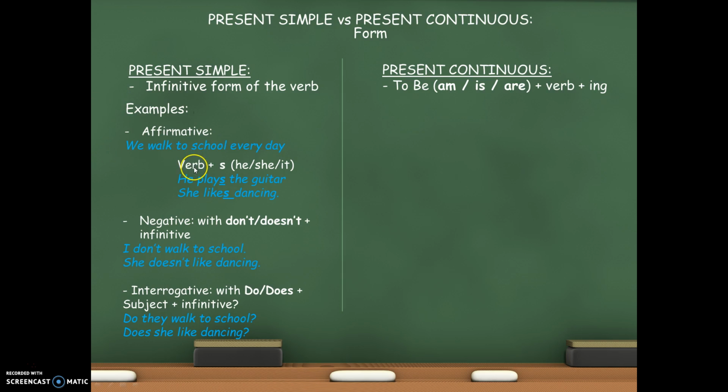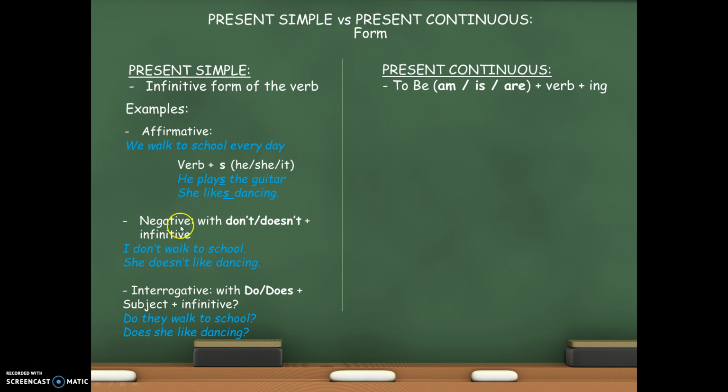With the present simple, we need to pay extra attention to the third person singular, he, she, and it, because in conjugating that verb, we add an s. For example, he plays the guitar, she likes dancing.